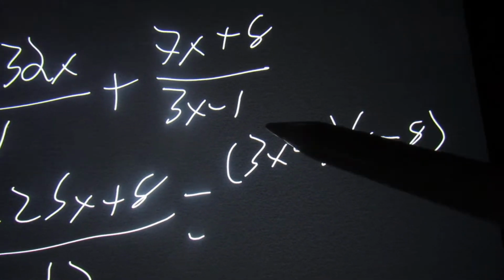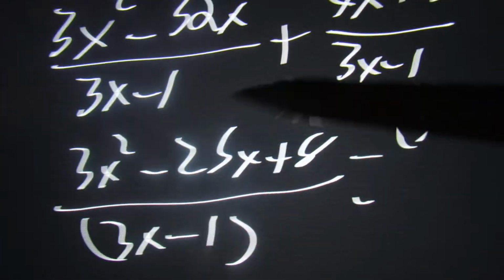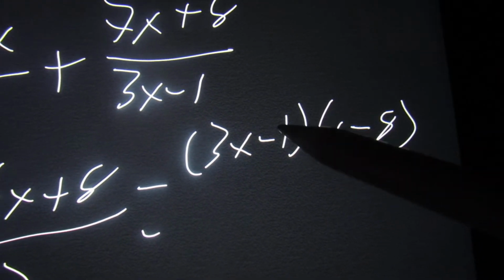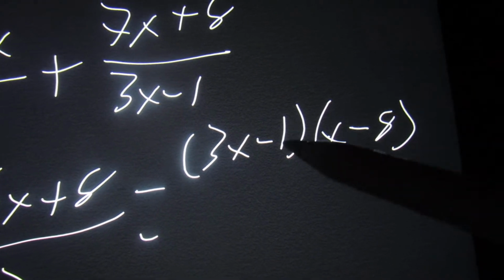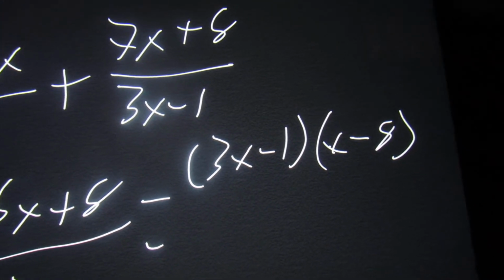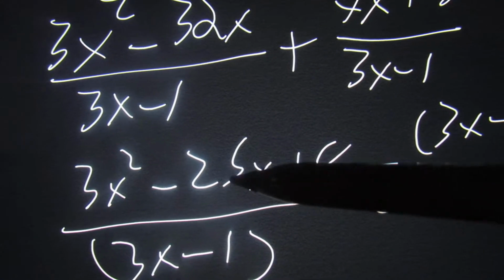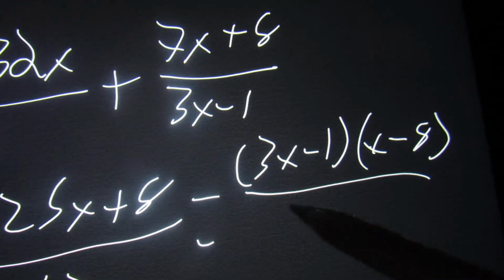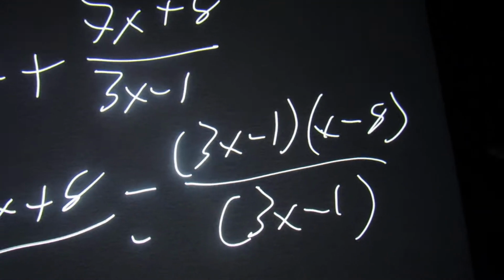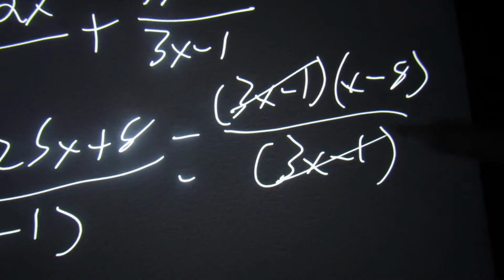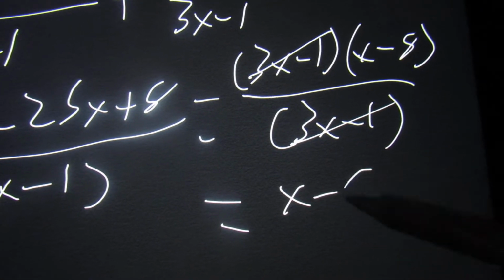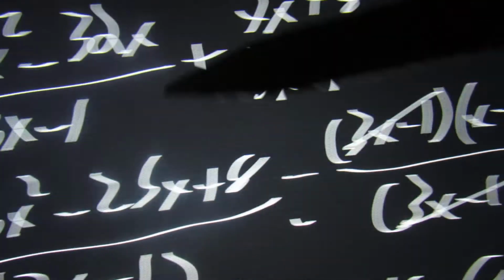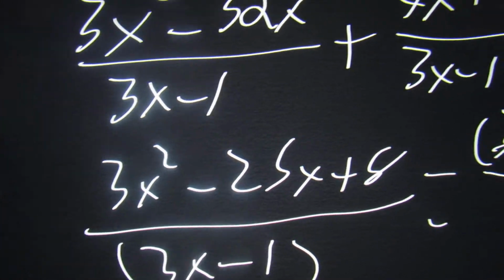So just to check ourselves, we have 3x times x, which is 3x squared. 3x times negative 8 is negative 24x. Negative 1 times x is negative x. Negative 24x minus x is negative 25x. And negative 1 times negative 8 is 8. So we have that right. And now we can cancel the 3x minus 1s, and all we're left with is x minus 8. Now that shortcut that I did here, if you just want to factor this like normal, you can do that.